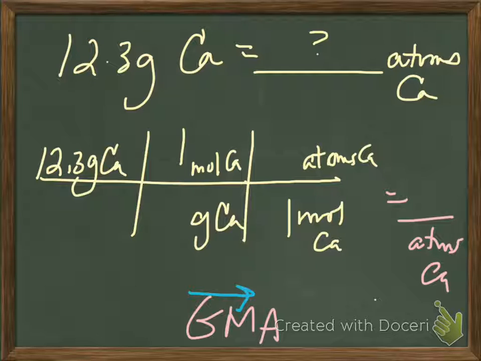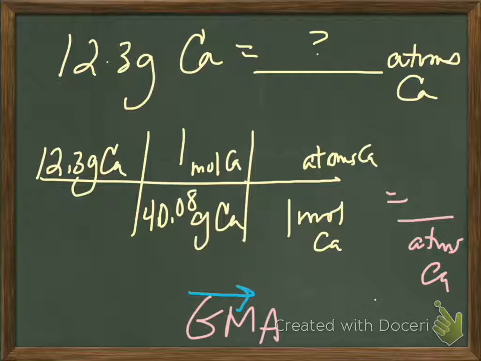Okay, grams to moles. What's the relationship and where do I get the information? Periodic table. So grab them. What's the molar mass of calcium? What number's going to go in there? 40. Yeah, that's fine. You can always be more specific. I tend to round to 2 decimal places on my molar masses. So we have 40.08 grams of calcium equals 1 mole of calcium.